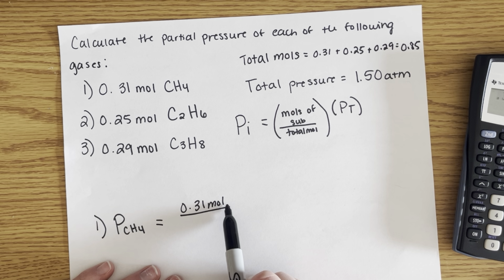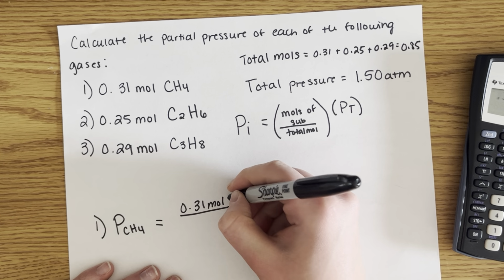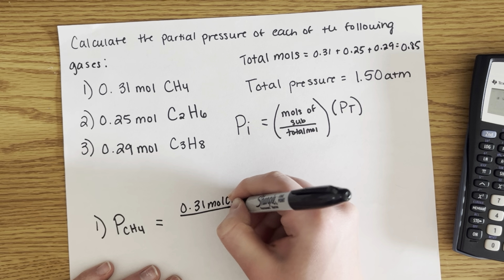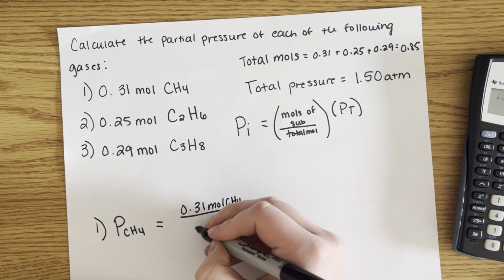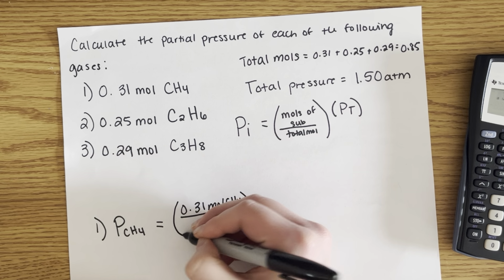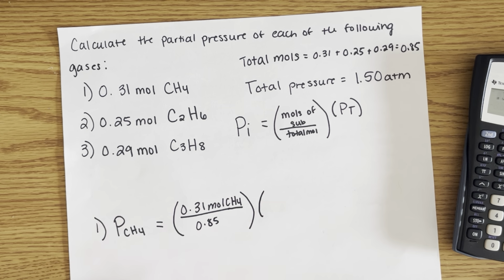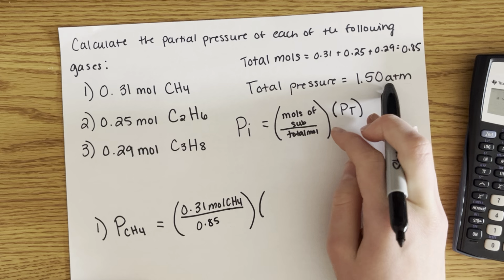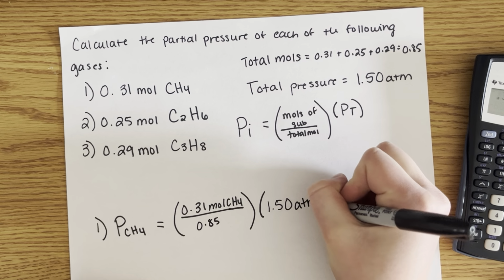So then we have our moles of our CH4. If it helps, put CH4 over here to remind you that that's what we're solving for, I will just do that for the sake of this problem. Over our total, which is 0.85, times our total pressure, which is given to us in the problem right here, which is 1.5 atmospheres.